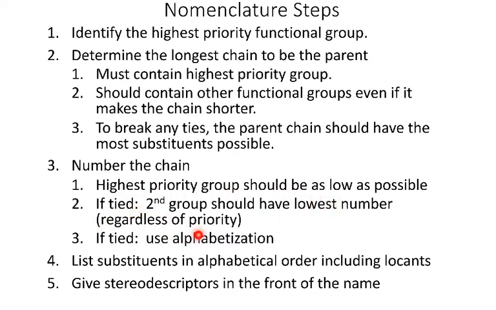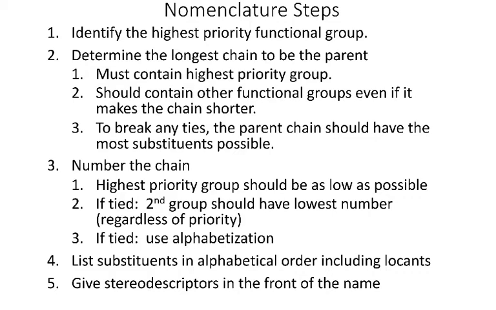And this is regardless of priority. Once we've assigned the highest priority group, the priority of all the other groups doesn't matter. Essentially, everybody's equal at that point after the highest priority group, right? And then if there's some sort of tie, and I think this happens maybe more frequently in cyclic compounds, we would use alphabetization if the numbers are going to be the same.